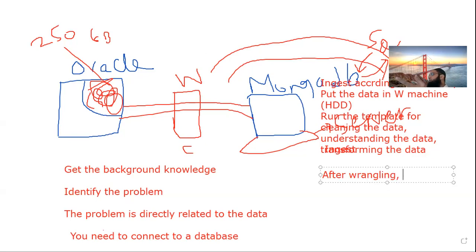Clean, understand, and transform. All things are done. Everything is pretty good. And remember, this wrangled data is only for solving one particular problem that you targeted initially. It is not for solving all the problems of the organization.